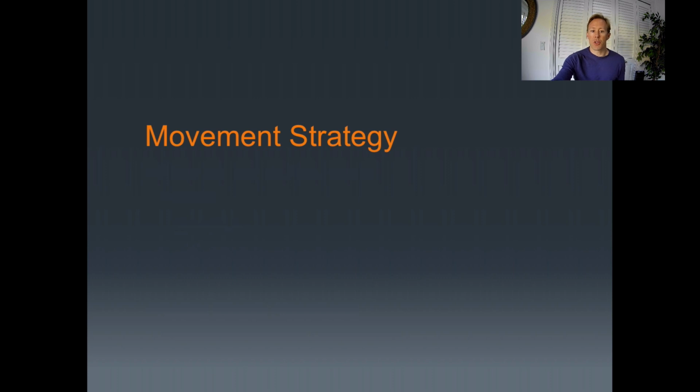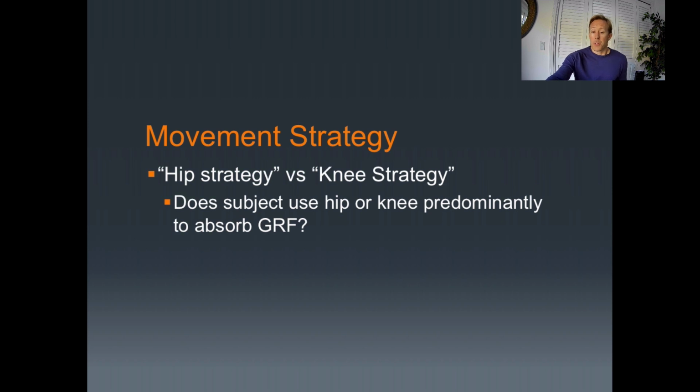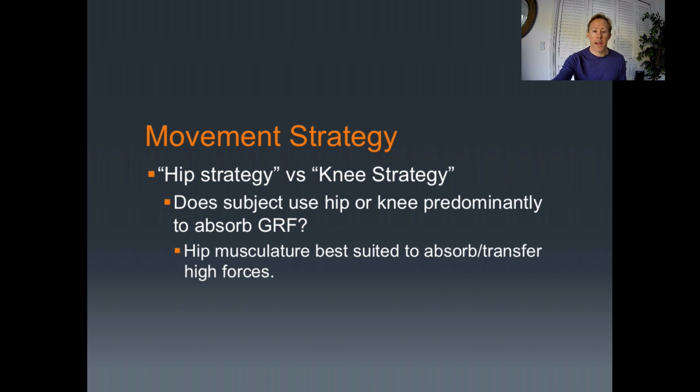Okay, we look at movement strategy. So we have hip versus knee strategy, which I mentioned before. When we just look at them, the first question is, does the subject use their hip or their knee more to absorb ground reaction force? Right away, just try to figure out, are they using their hip more or their knee more? The quads are super strong, and they're going to play a big part in this, but they're more associated with a knee dominant strategy. The glutes have such a large cross-sectional area and can generate so much force. We definitely want to include them in the picture.